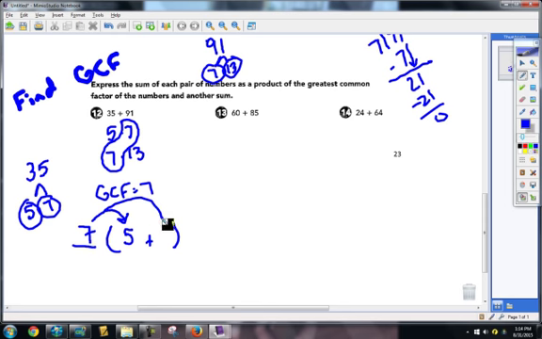And then 7 times what would get me to 91? We just did it up there. That's what we worked out, and there you go. There's your answer. Okay. Next one.